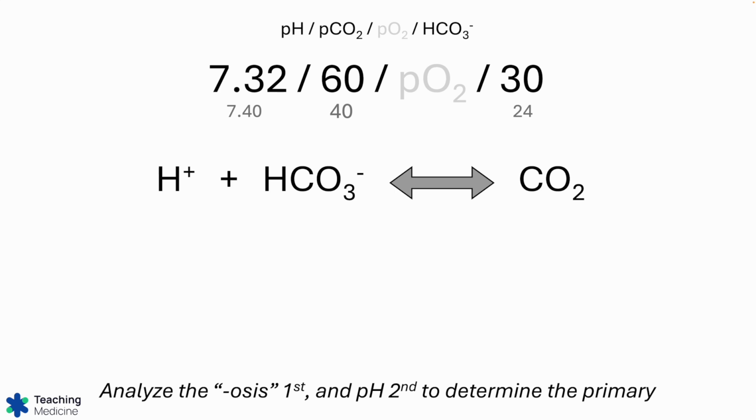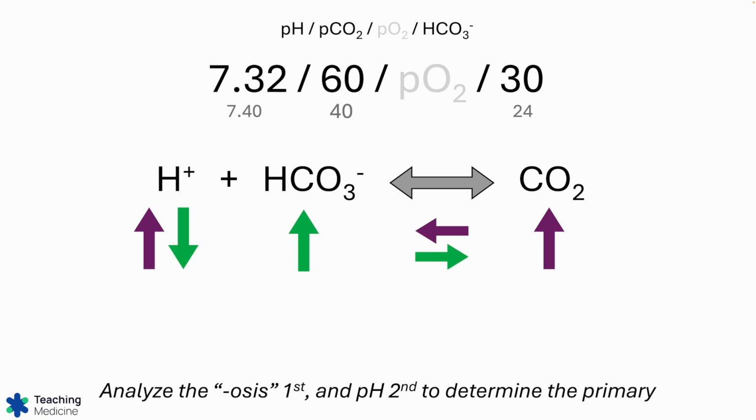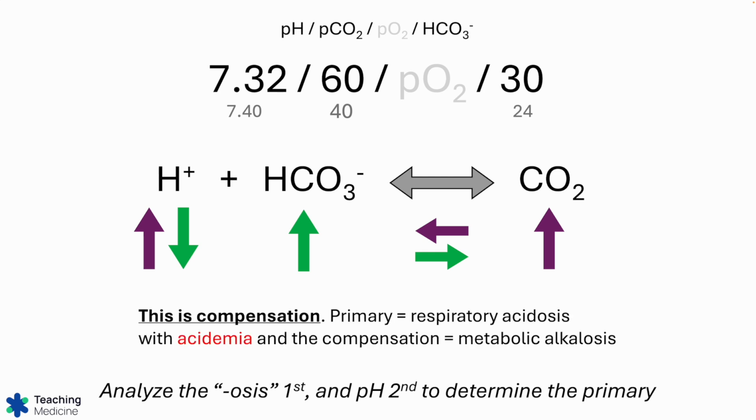Here's another example, 7.32, PCO2 of 60, bicarb of 30. Maybe seeing a pattern here, PCO2 of 60, shift left, hydrogen ions go up. Bicarb is increased. This is going to shift to the right. This will reduce hydrogen ion concentration. And this is an example of compensation.